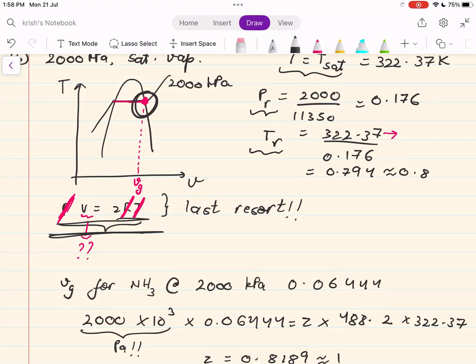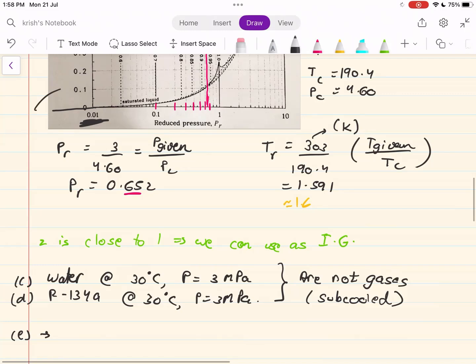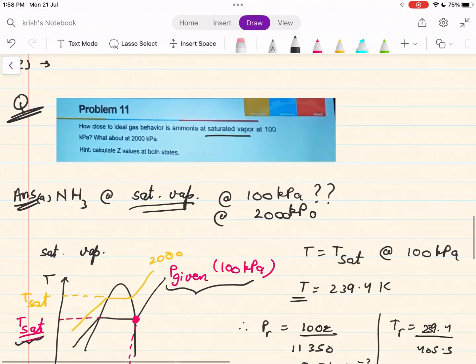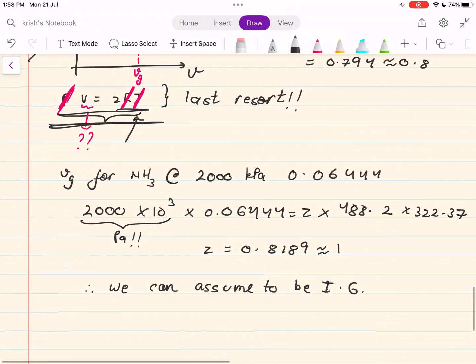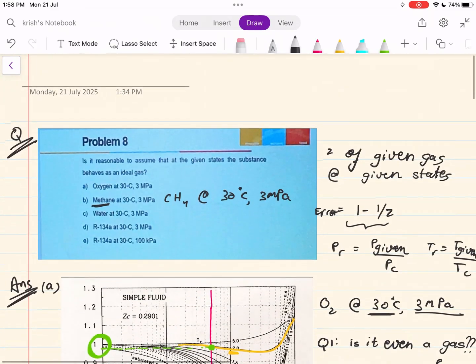So the takeaway is this graph is very important and this graph is very important. Our PR and TR formulas are very important. Remembering the PV equals ZRT equation and the units is very important. And that's pretty much it. That is all you need to solve these types of questions. In the next tutorial, we're going to be looking at the equations of state questions.